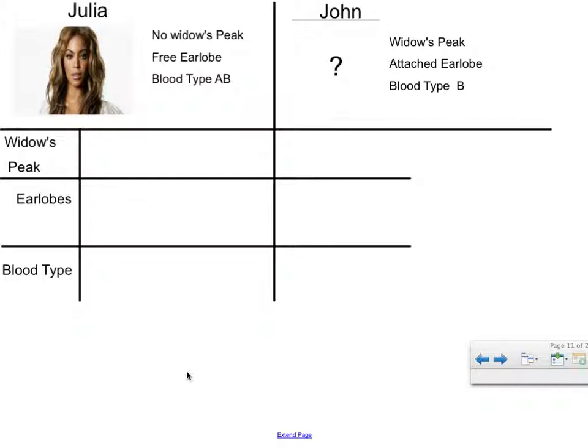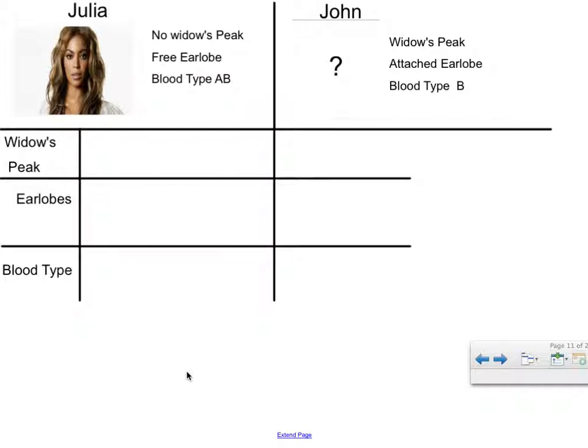All right. Then let's look at the possibilities of the offspring having a widow's peak. What would their genotypes be? Dominant recessive or recessive recessive? Is that true? Yeah.